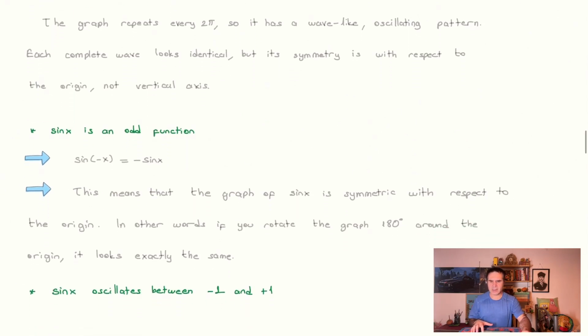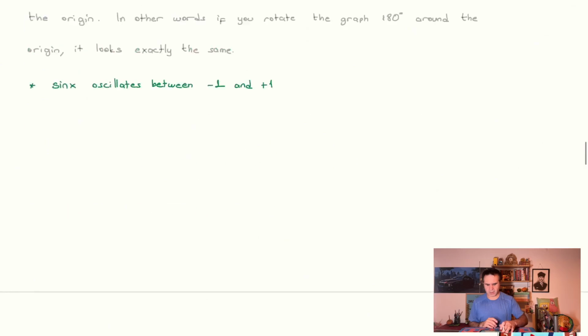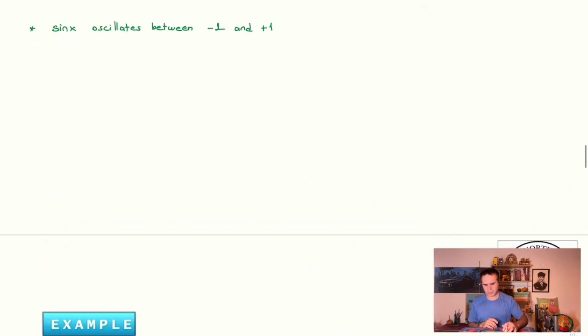And sine x is an odd function. This means that sine of minus x will always be equal to minus sine x. This means that the graph of sine x is symmetric with respect to the origin. In other words, if you rotate the sine function 180 degrees around the origin, it looks exactly the same. It does not change. Sine x also oscillates between minus and plus 1, as I've shown you before.